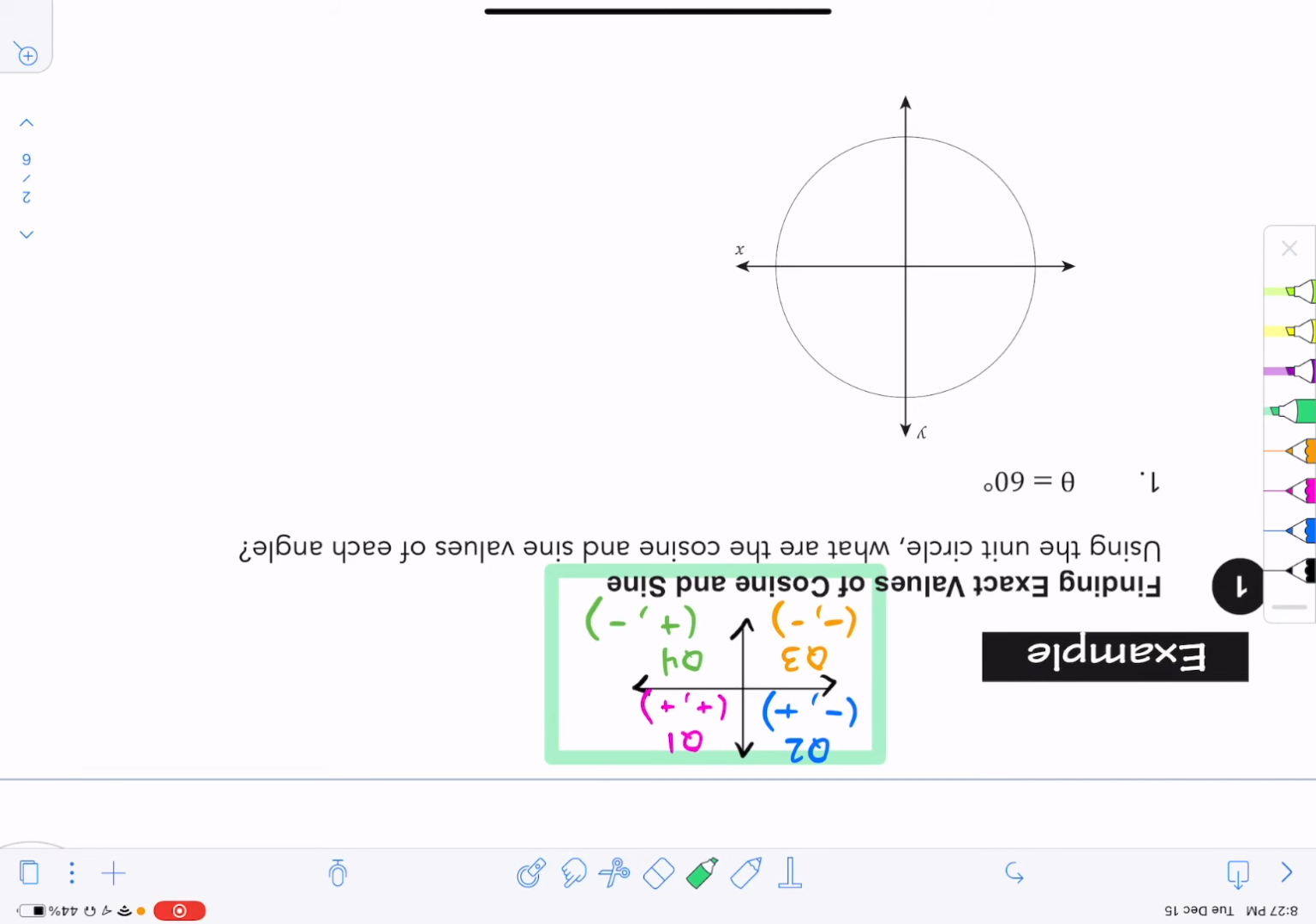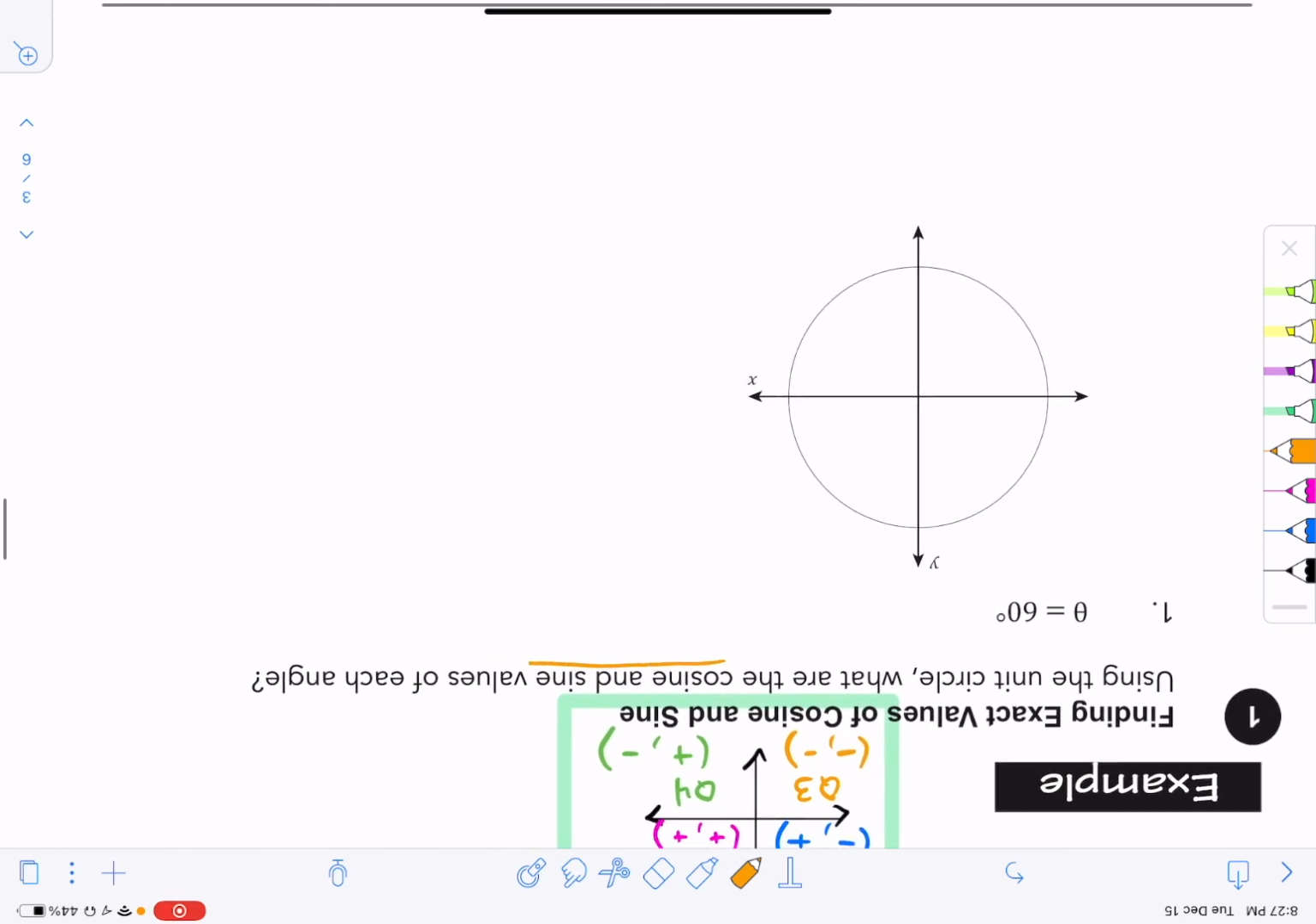Looking at the first example, we're trying to find the cosine and sine values. That's all we're looking for here, cosine and sine values of each angle. We're going to start with the angle 60. So I'm going to draw this angle 60 on my coordinate plane, which, by the way, is just the unit circle. I already have it drawn in for you. So I have my initial side. My terminal side is located at 60 degrees.